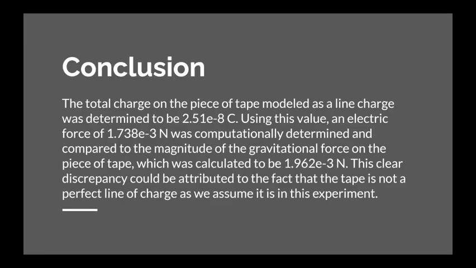So in conclusion, the total charge on the piece of tape modeled as a line charge was determined to be 2.51 times 10 to the negative 8 coulombs. Using this value, an electric force of 1.738 times 10 to the negative 3 newtons was computationally determined and compared to the magnitude of the gravitational force on the piece of tape, which is calculated to be 1.962 times 10 to the negative 3 newtons.